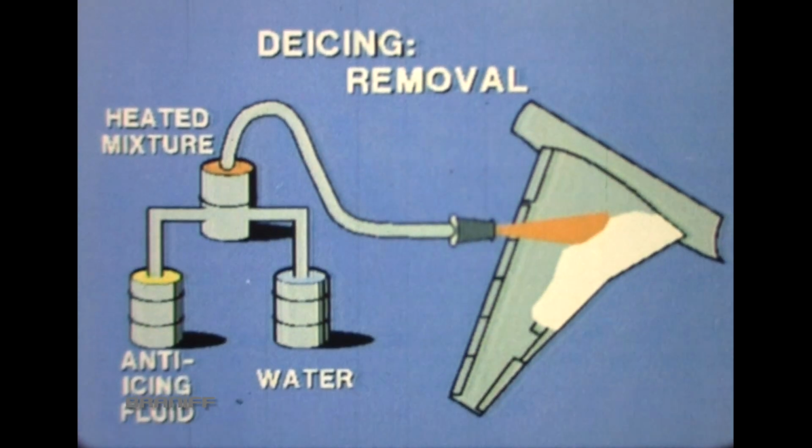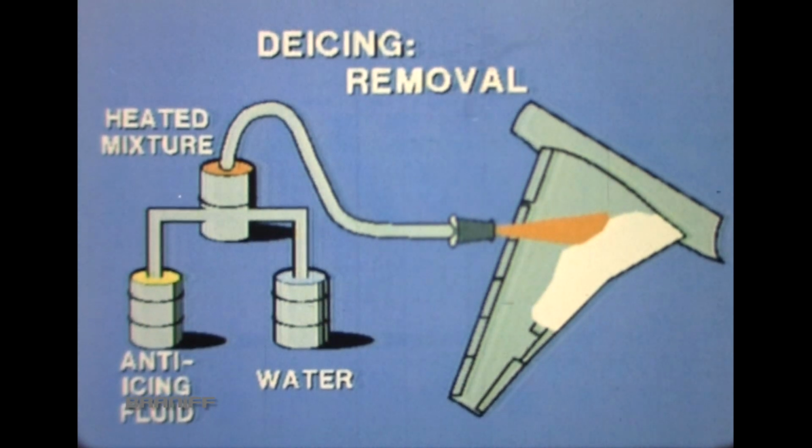De-icing is the removal of ice, snow, or frost from airplane surfaces. This is usually accomplished by applying a heated mixture of glycol-based anti-icing fluid diluted with water to the contaminated surfaces.